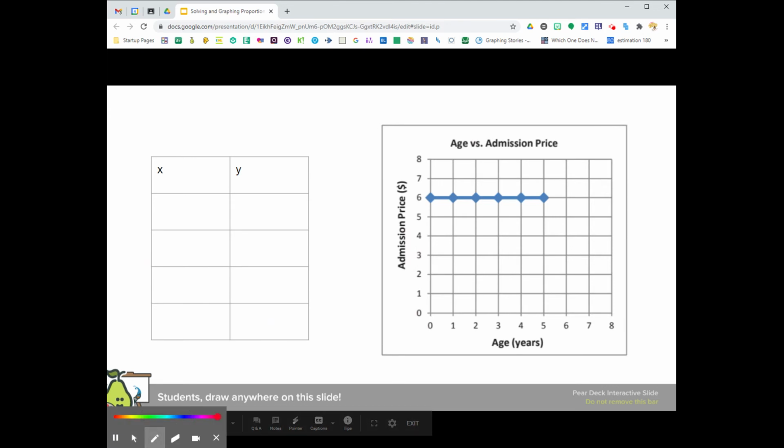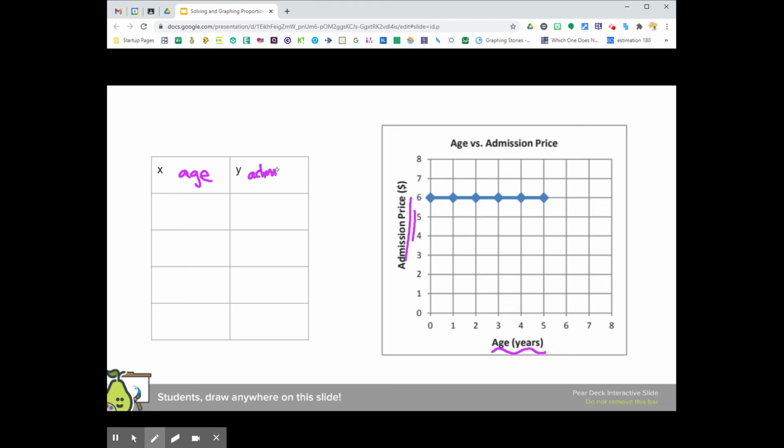In this example, we're going to do the same thing. You're given a graph that has on your x-axis age, number of years, and y is your admission price. So if I go over 0, I can go up 6, 0, 6. If I go over 1, I go up 6, 1, 6. Then we have 2, 6, 3, 6, and you start to see the pattern here.